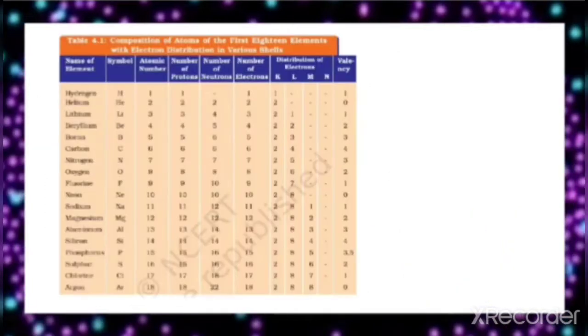In the textbook, one table is given in this way. Here the elements from hydrogen to argon, as I told you, you need to remember the sequence, and it is better to learn the symbols for these elements.